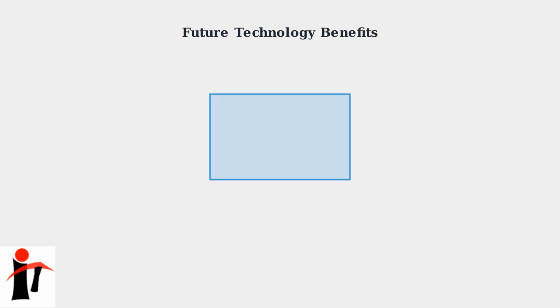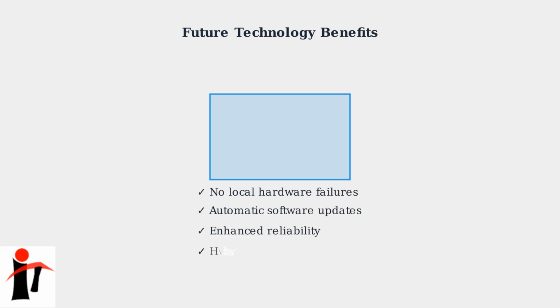The future of television service lies in cloud-based DVR systems and streaming integration. These technologies reduce hardware dependencies and eliminate many of the boot loop issues associated with traditional receivers. Cloud-based systems eliminate local hardware failures, provide automatic updates, and offer greater reliability. Streaming integration allows for hybrid solutions that combine traditional and on-demand content seamlessly.